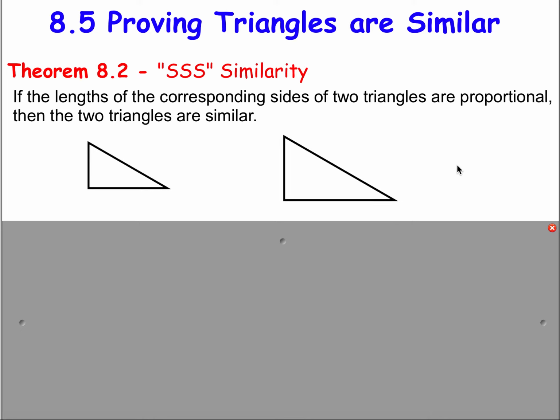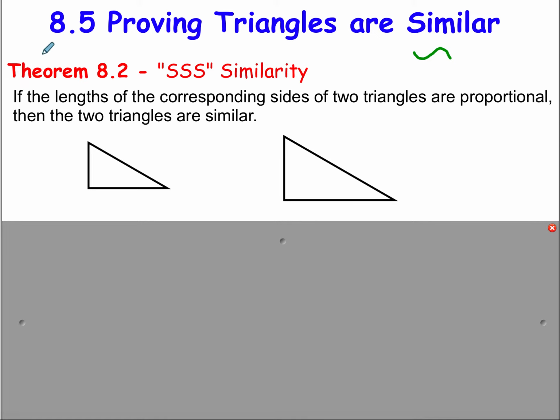All right, this lesson is on proving that triangles are similar. If you remember back in chapter 4, we proved that triangles were congruent. Now our thought process will be very similar, but we're not proving that triangles are congruent. We're proving that triangles are similar, so our thinking needs to be a little bit different. But we're going to use a lot of arguments and ideas and theorems that will sound very similar.